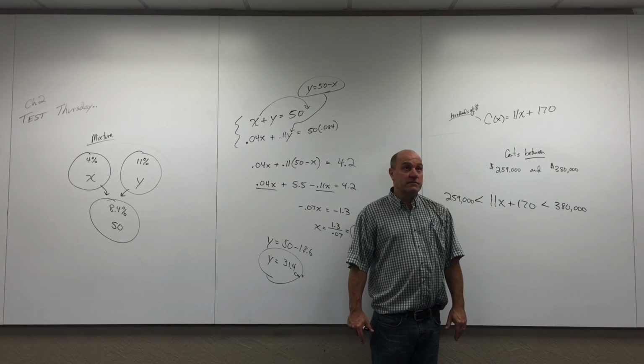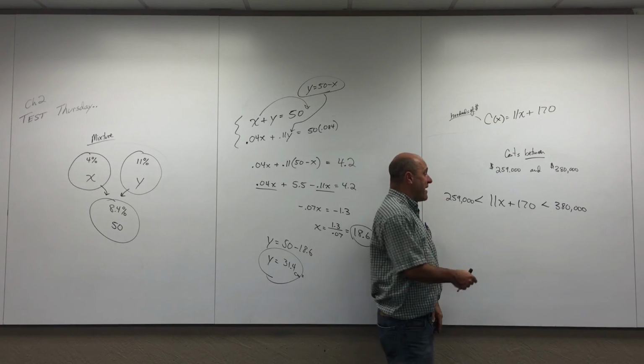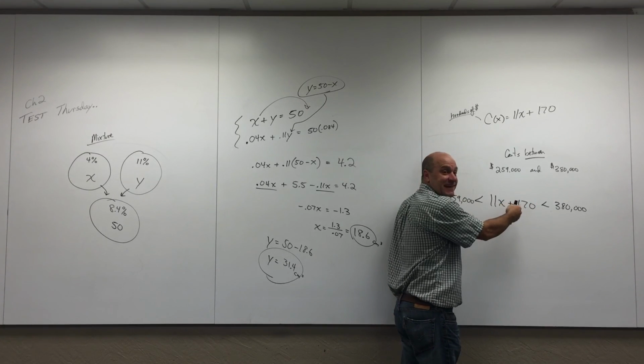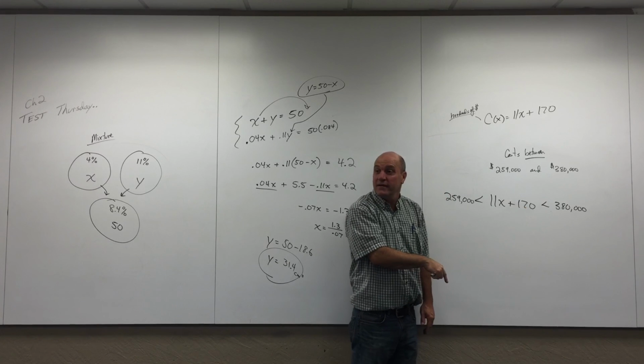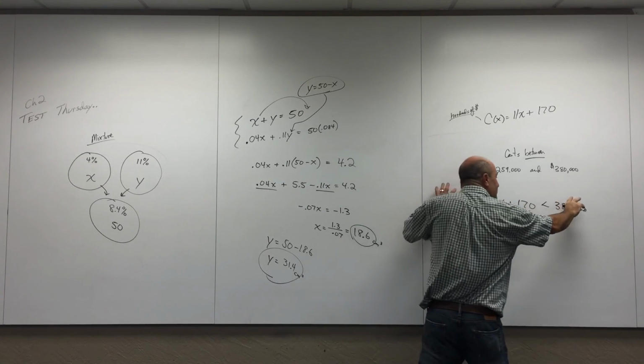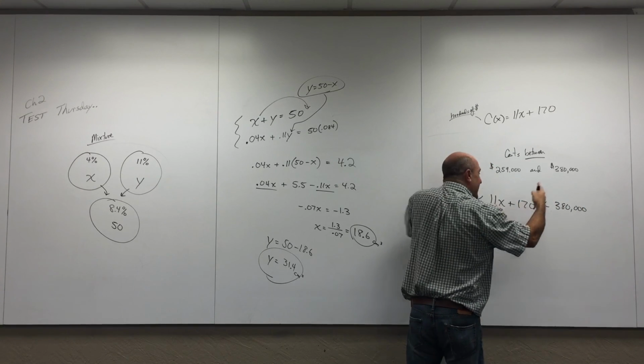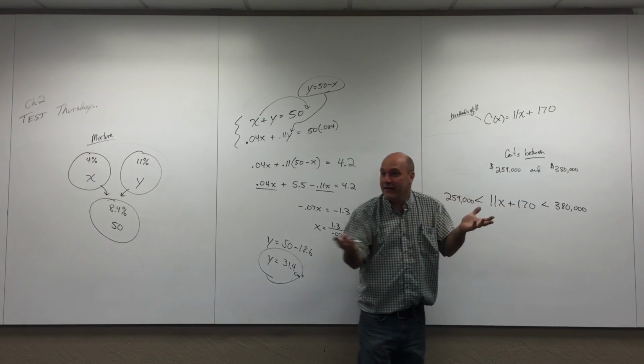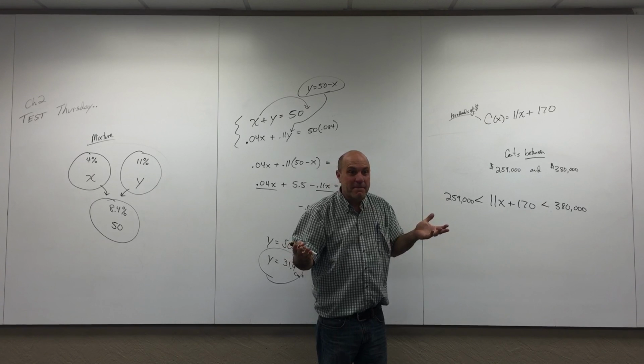Or what's the other option? Multiply the whole equation by 100. That'll make it in dollars. See, these are dollars, and these are hundreds of dollars. I need the units to jive. Right, it's messing with me.